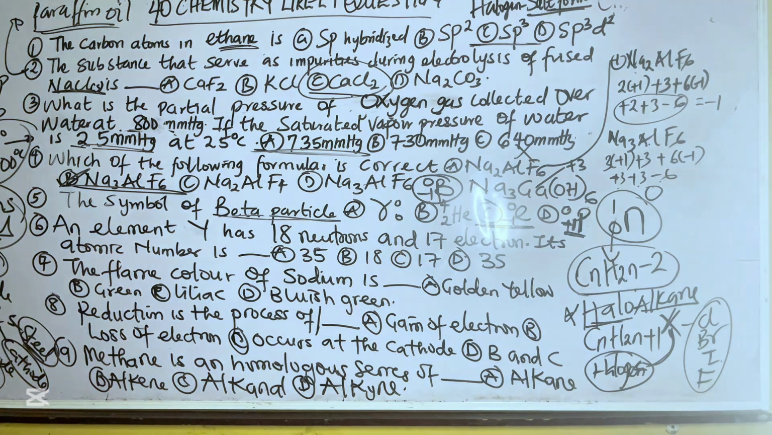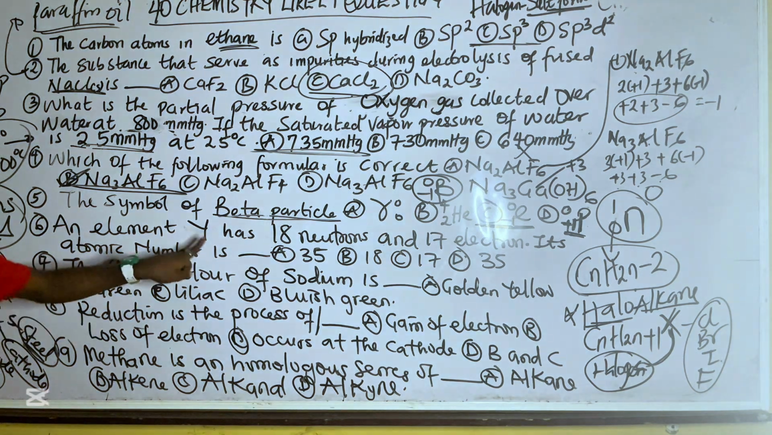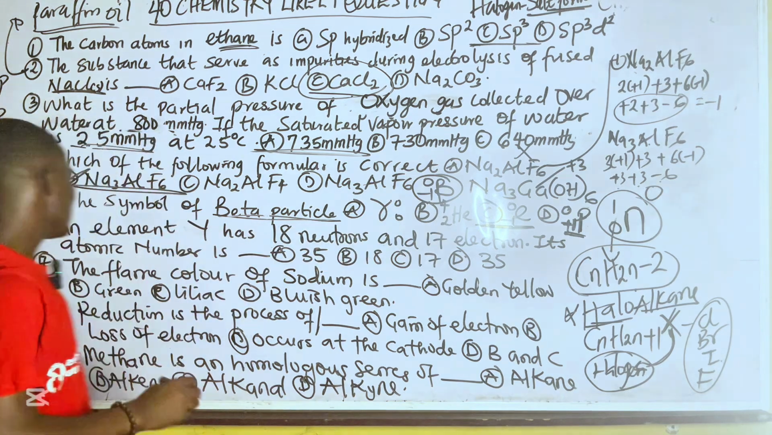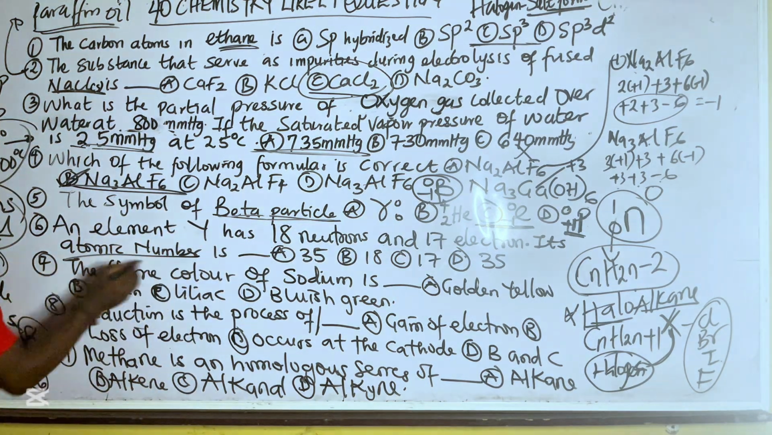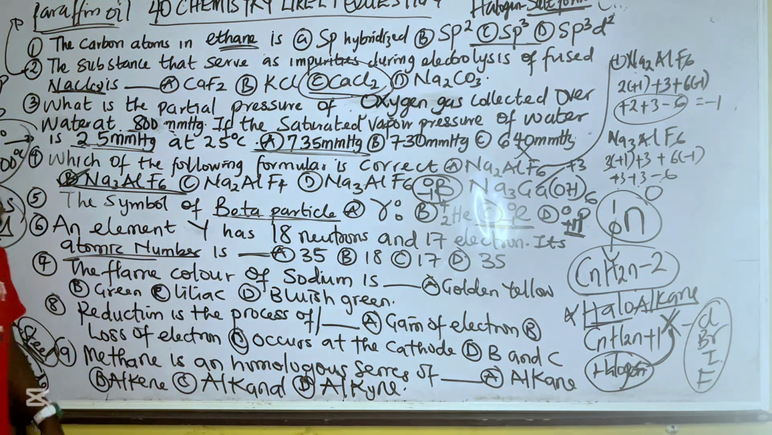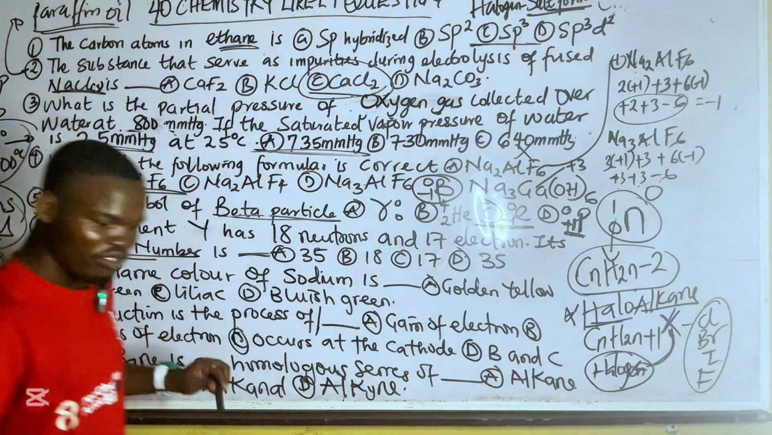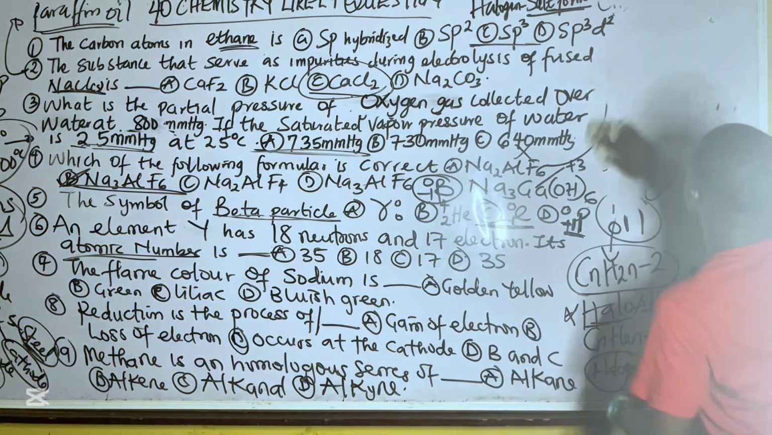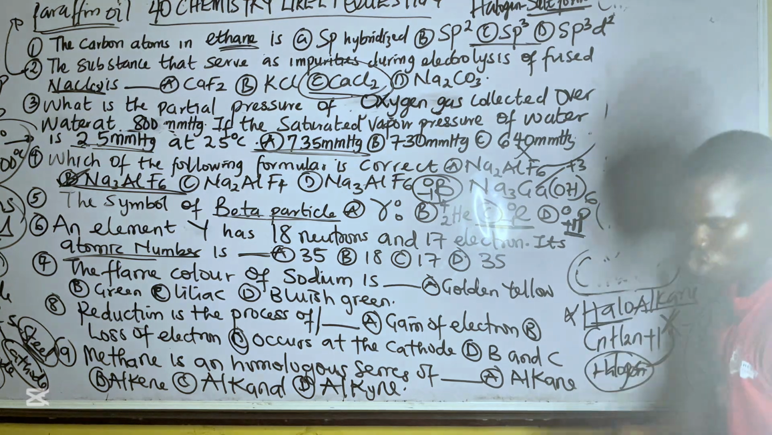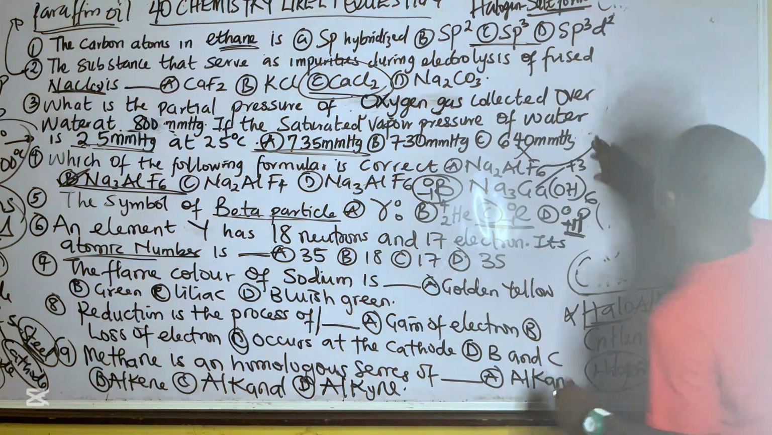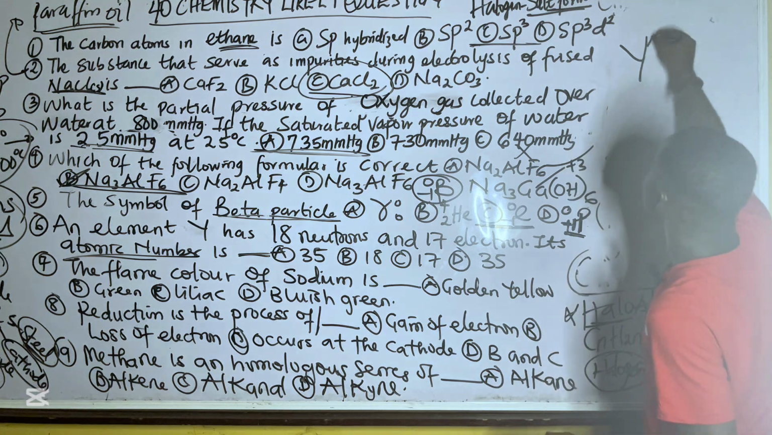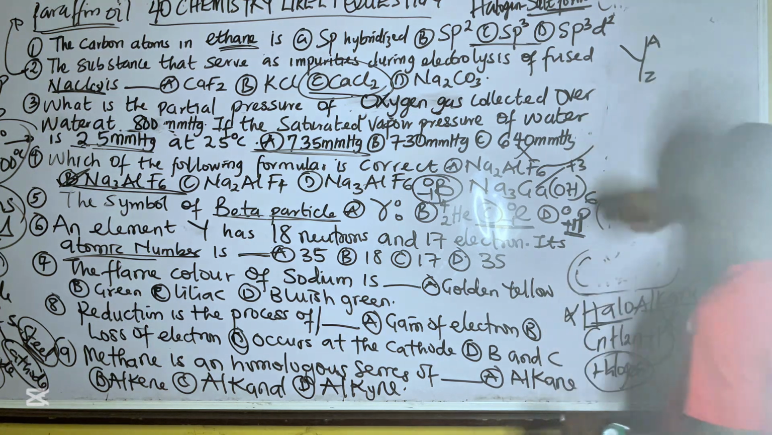Take note of that. Now, an element Y has 18 neutrons and 17 electrons. Its atomic number is dash. Very easy. Anytime you have a question like this, you must know that if you have an element Y, this place can be related with A and this can be related with Z.